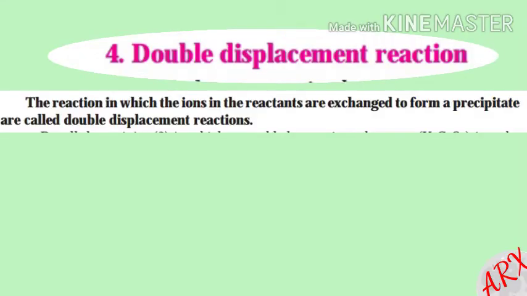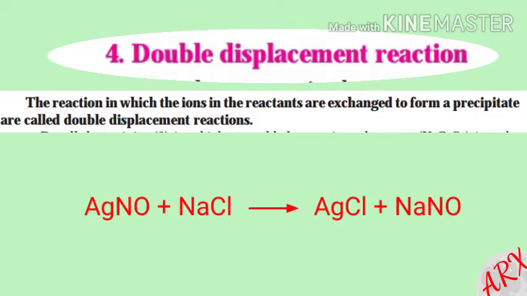Now, fourth type is double displacement reaction. The reaction in which the ions in the reactants are exchanged to form a precipitate is called double displacement reaction. For example, silver nitrate reacts with sodium chloride. It gives precipitate of silver chloride and sodium nitrate. The reaction can be written as you can see on the screen.